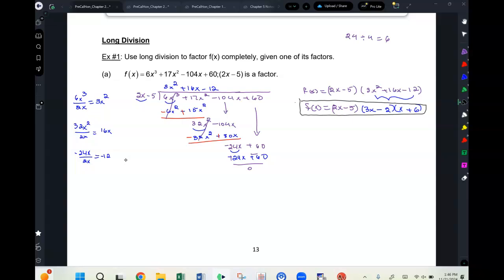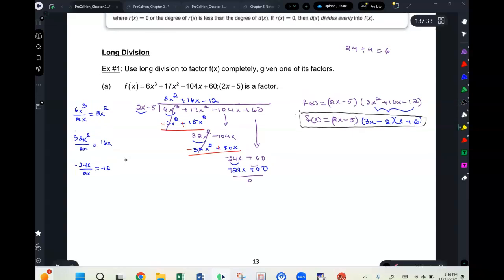You divide by the first term, and then that result is what you multiply by the whole thing? Correct. By having one factor, you can divide and get what's left, and then find all the other factors. If you are told that this is a factor, there can be no remainder. If it just said divide, then you can get a remainder.